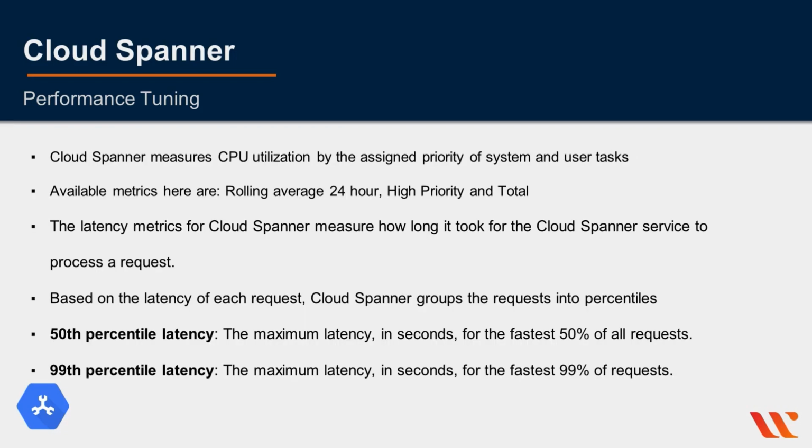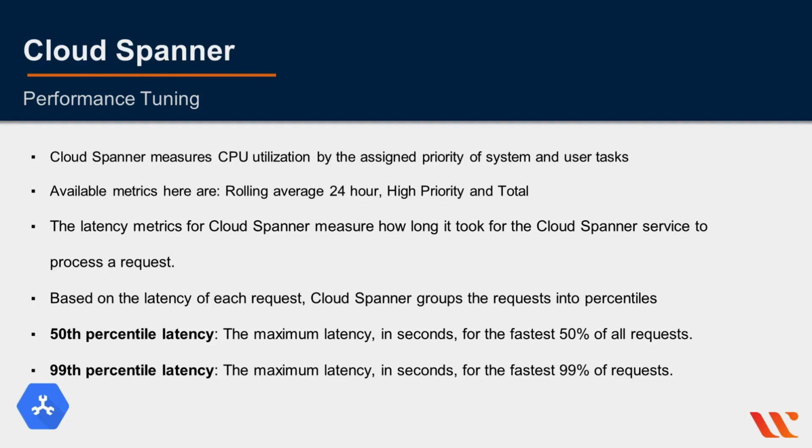When Cloud Spanner measures CPU utilization, it organizes tasks into high priority and low priority tasks. If necessary, Cloud Spanner stops all low priority tasks and allows high priority tasks to utilize up to 100% of the available CPU resources. While low priority system tasks can be delayed in the short term, they must run eventually for optimal performance. The available metrics are the rolling average 24 hours, high priority, and total.